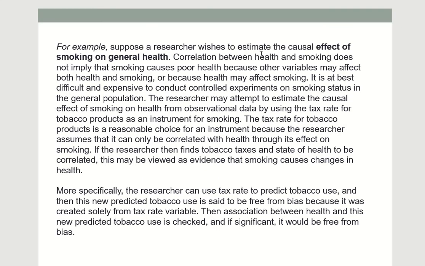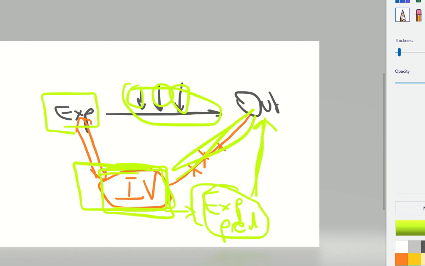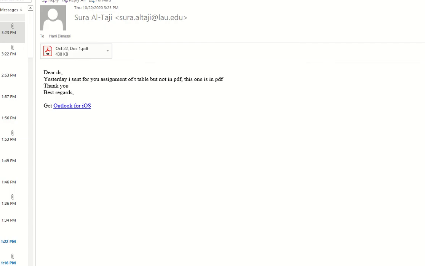So a researcher wishes to estimate the causal effect of smoking on general health. So the exposure is smoking, with general health as the outcome. Correlation between health and smoking does not imply that smoking causes poor health because other variables may affect both health and smoking. So let's go back to our example. In this example that we're talking about now, this is smoking and this is health. So just because you saw a relationship here, it's not automatically that smoking is related to health because of the other things that may impact. This is what we're saying here.